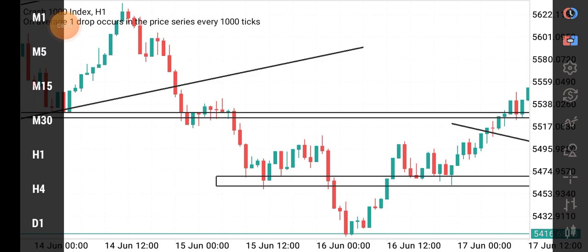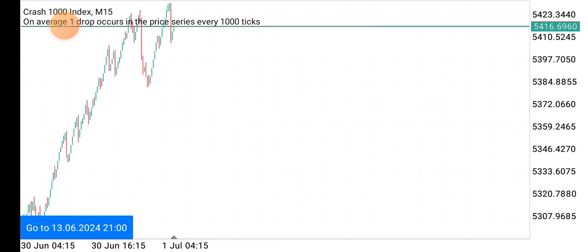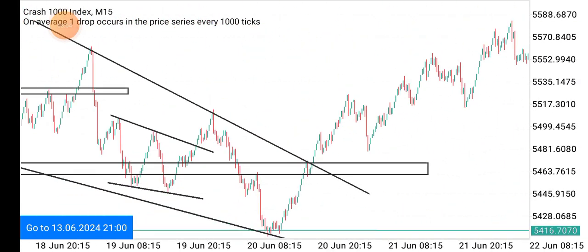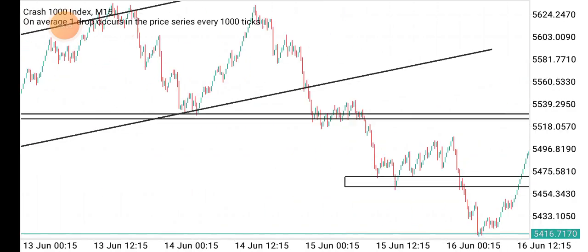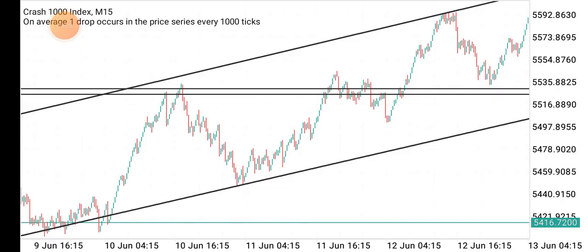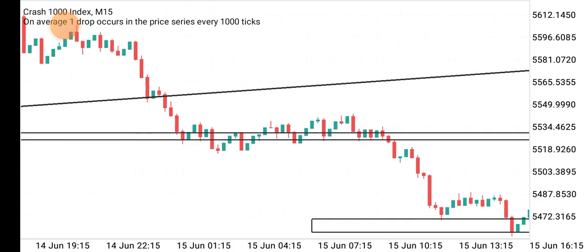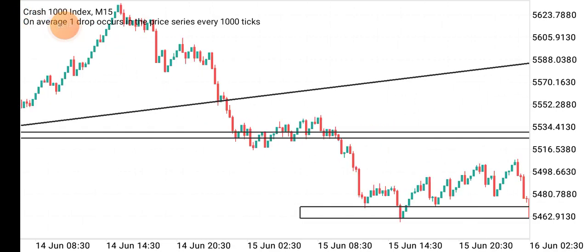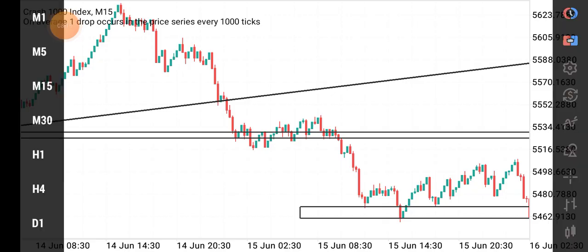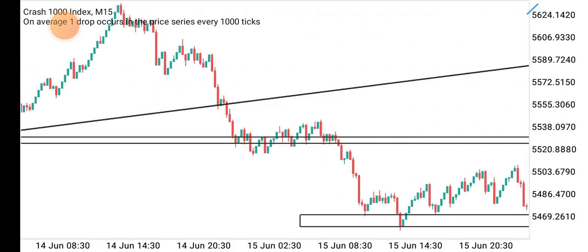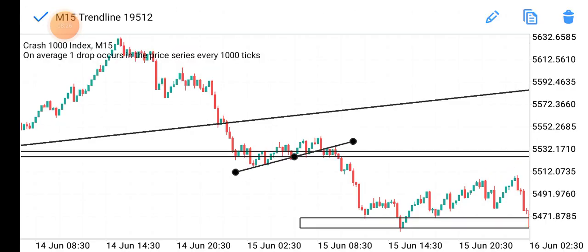Let's go down to the 15 minutes time frame. That's not it. Okay, great. So now on the 15 minutes time frame, this is it. Now you can see that the market also formed another structure after that breakout. See what the market did. It formed another structure here.